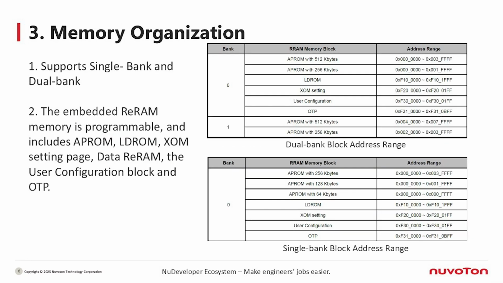Next, I will share about the memory organization. This memory supports both single bank and dual bank. The embedded ReRAM memory is programmable and includes APROM, LD-ROM, XOM setting page, data ReRAM, the user configuration block, and OTP. The upper right figure shows the address allocation map for each area when using dual banks, while the lower right figure shows the address allocation map for each area when using a single bank.